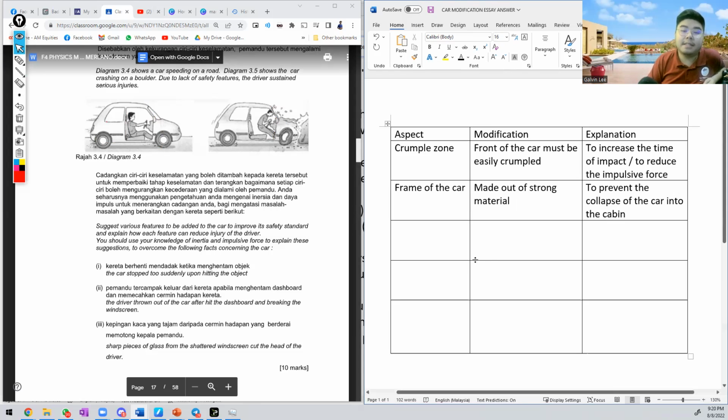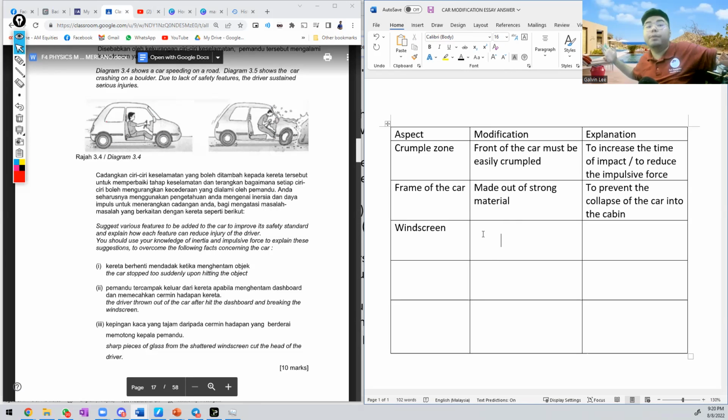Now we talk about the glass itself. The windscreen glass. So what should we do to the windscreen glass? Now, I think this one is related to number 2 and number 3. Number 2 is, when the windscreen breaks, we do not want the whole windscreen to disappear. Now, we all know there are many kinds of glass in the world. Ada banyak kaca di dunia.